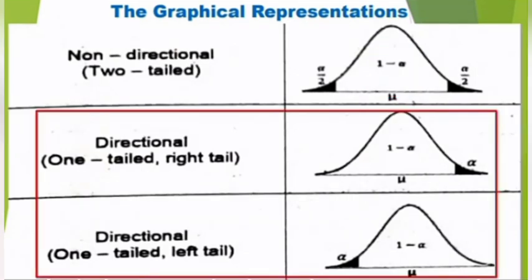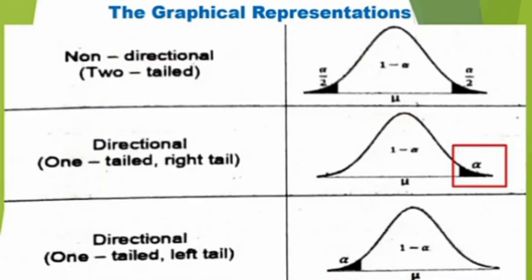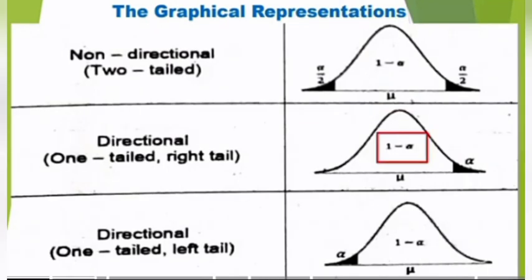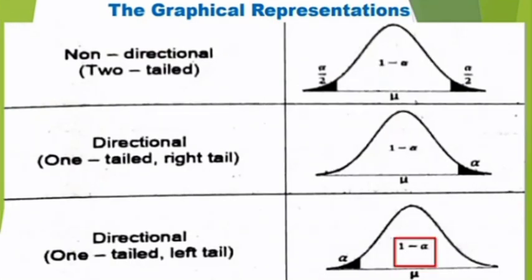The next two graphs represent the directional or one-tailed test. On the second figure, the rejection level is at the right, represented by alpha, and the non-rejection or acceptance level is represented by 1 minus alpha. The same on the third figure: the rejection portion is at the left, represented by alpha, and 1 minus alpha is the acceptance level.